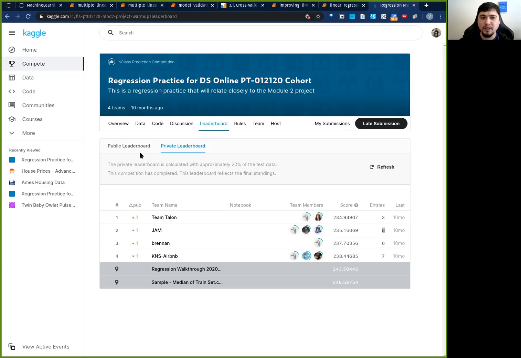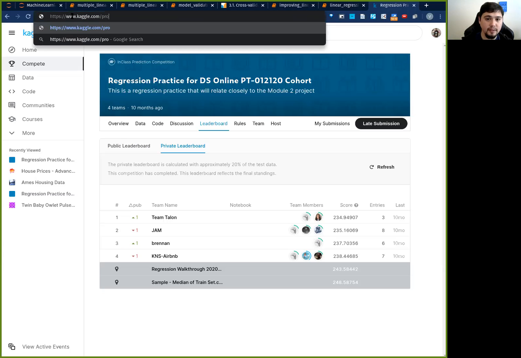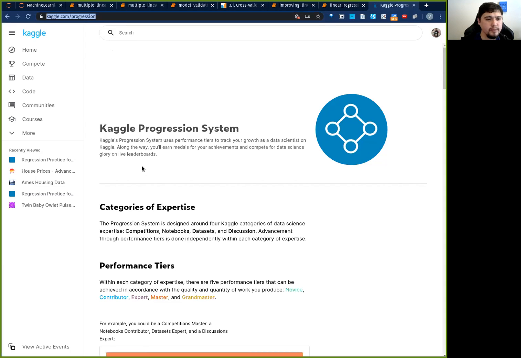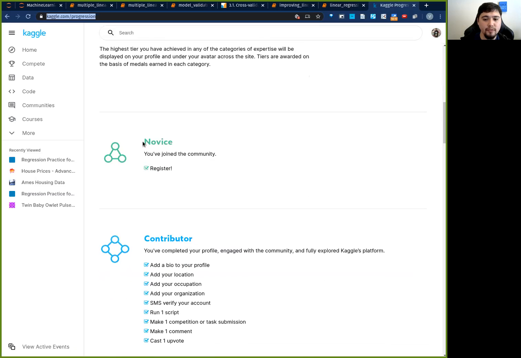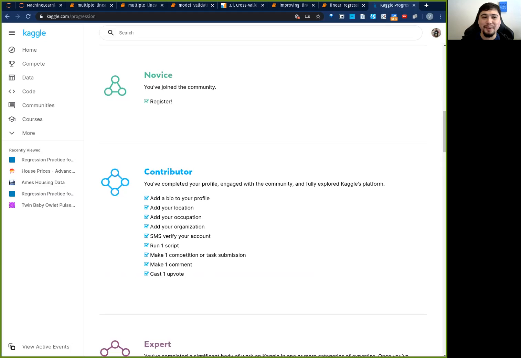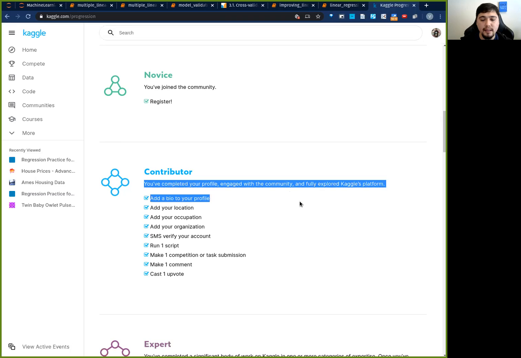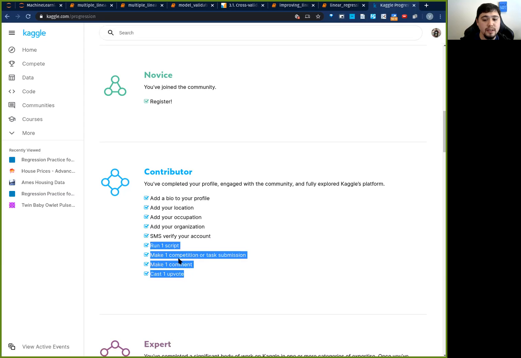Okay, so you have homework. It's really easy. Just to get you started and used to Kaggle, you need to make an account. I'll share this on Slack. When you first create a Kaggle account, you are a novice. To get familiar with it, I want you to complete these things, at least as many as you can. Ideally, look at these: run a script, make one competition task or submission, make a comment.